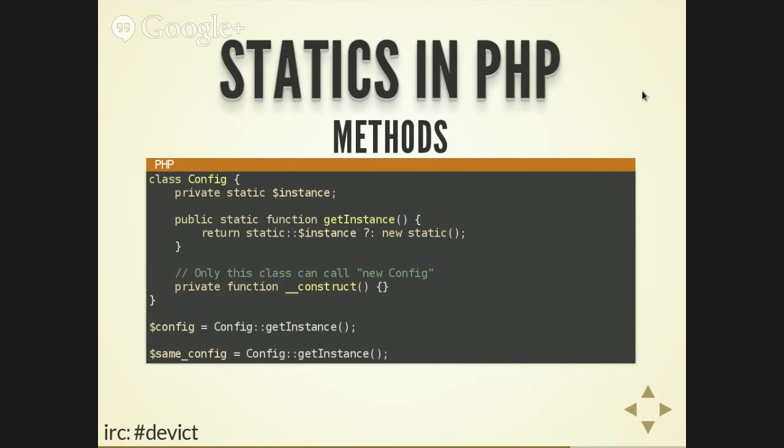But so here I say config getInstance. Now this line, later somewhere else in my application, I say config getInstance again. So the order of operations here is that it's going to come into this method. It's going to do this check and say, do I have an instance as a static property? I do, because it was set previously. So I'm just going to return it. So these two objects are going to be exactly the same thing.